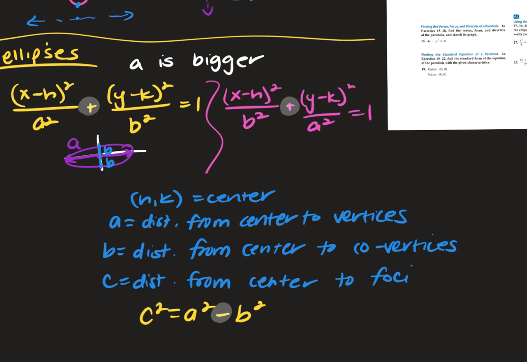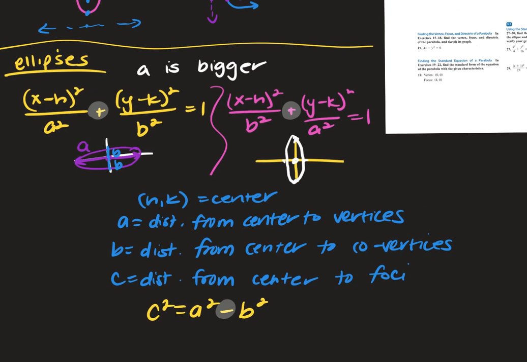If you have the larger denominator under the y, then you're starting at your center, you're going up and down your a, and you're going right and left your b. So it's taller than it is wide. You won't have to graph your foci, like it's going to give you an equation. This is another one that obviously you're graphing. You don't have to graph your foci on it. Questions on ellipses?